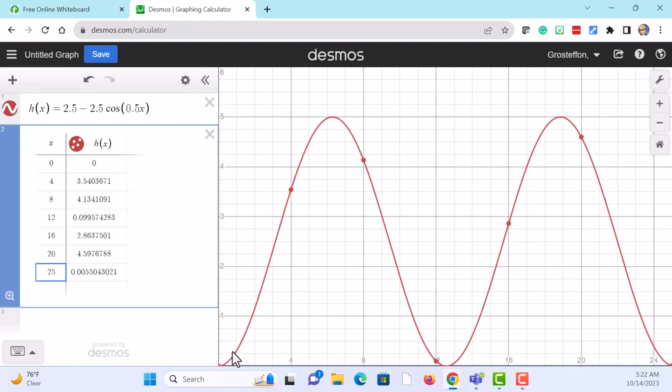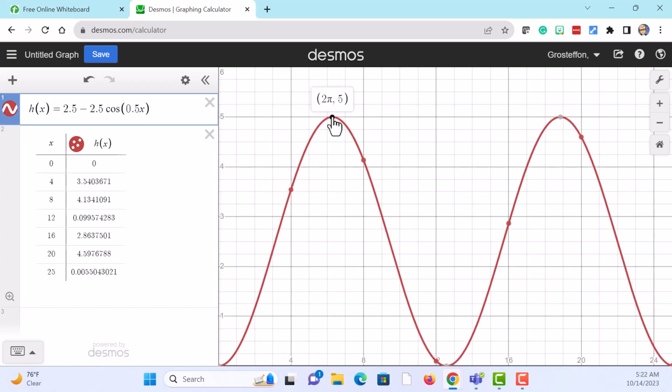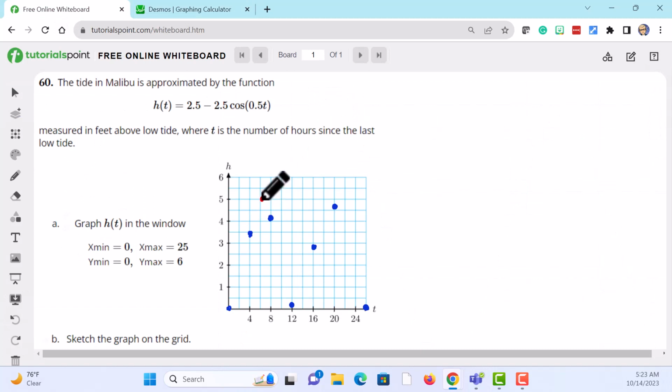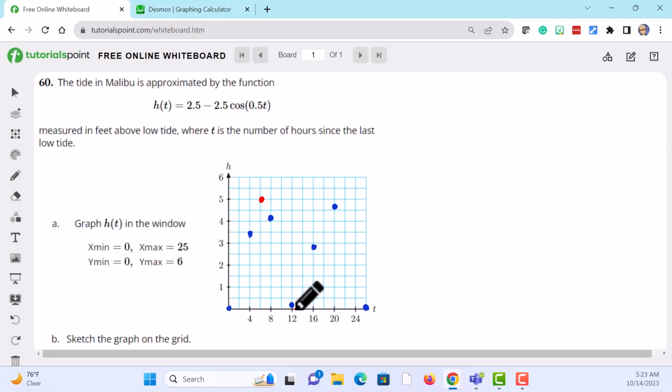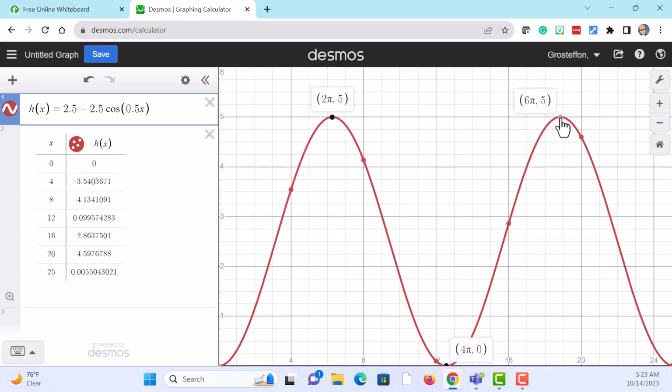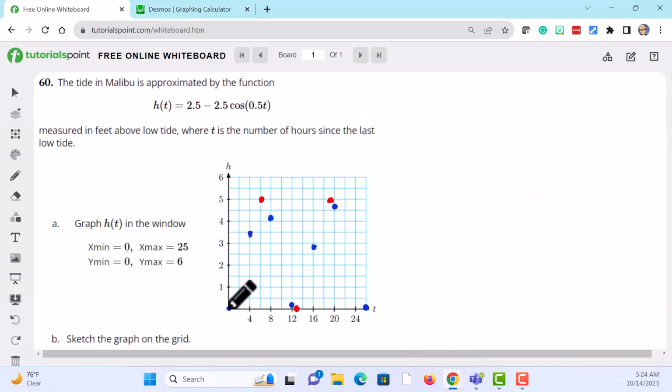So one of the things that we might do is to try and find our maximum and minimum points. If we click on the maximum, we can see that it occurs at 2 pi, 5, which is about 6.285. Our minimum occurs at 4 pi, 0. So a little bit to the right of 12 we have 0. Our maximum is at 6 pi, 5, and it looks like 6 pi is at about 19. And now we're ready to draw a rough sketch.